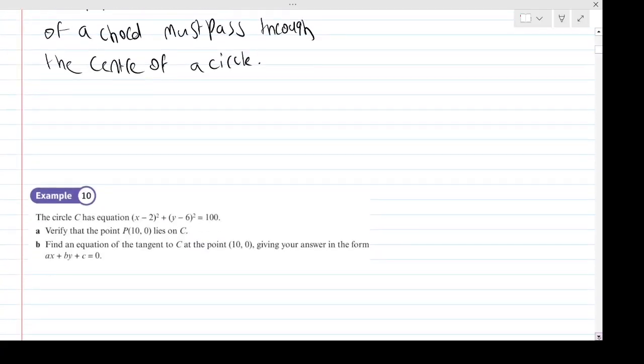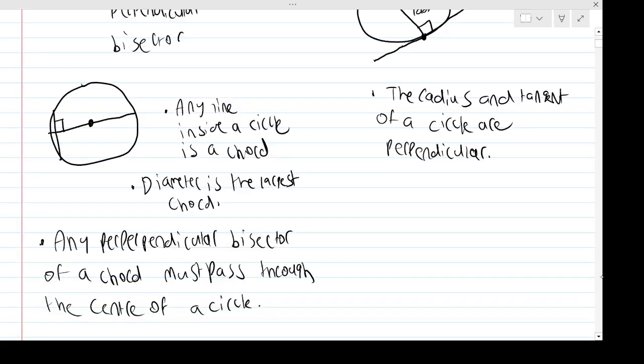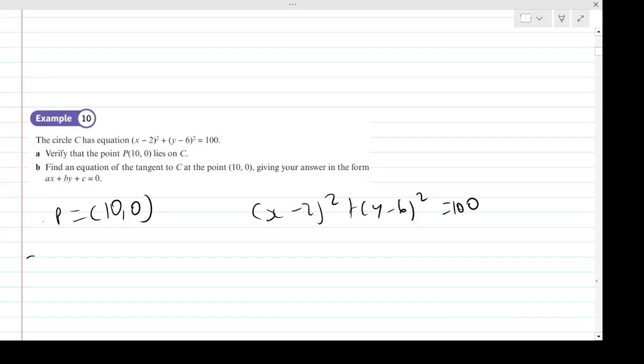So this example, example 10, we're given a circle C which has the equation (x − 2)² + (y − 6)² = 100. Verify that the point P = (10, 0) lies on C. We have the equation of the circle given to us here. Now what we need for part A is to simply show that (10, 0) indeed is on the circle.